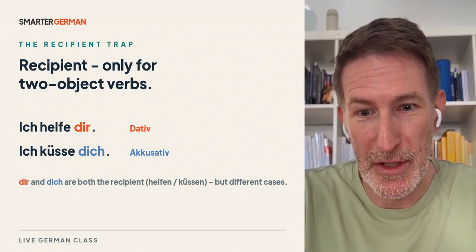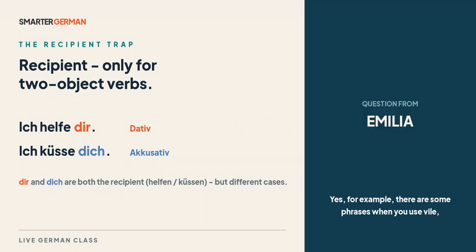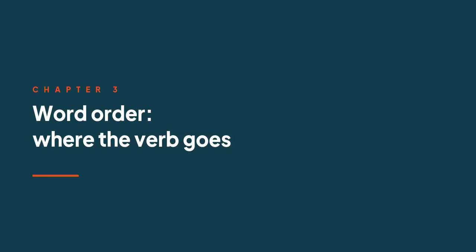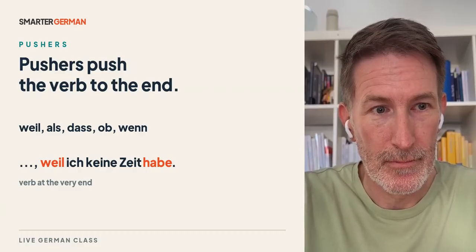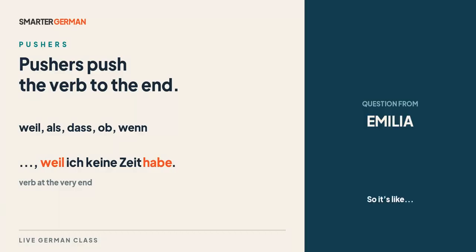Emilia, or maybe Vin or Sly. Yes, for example, there are some phrases when you use weil at the end, like the very end. But there is a word like deshalb, and the verb goes, I think, on the second.